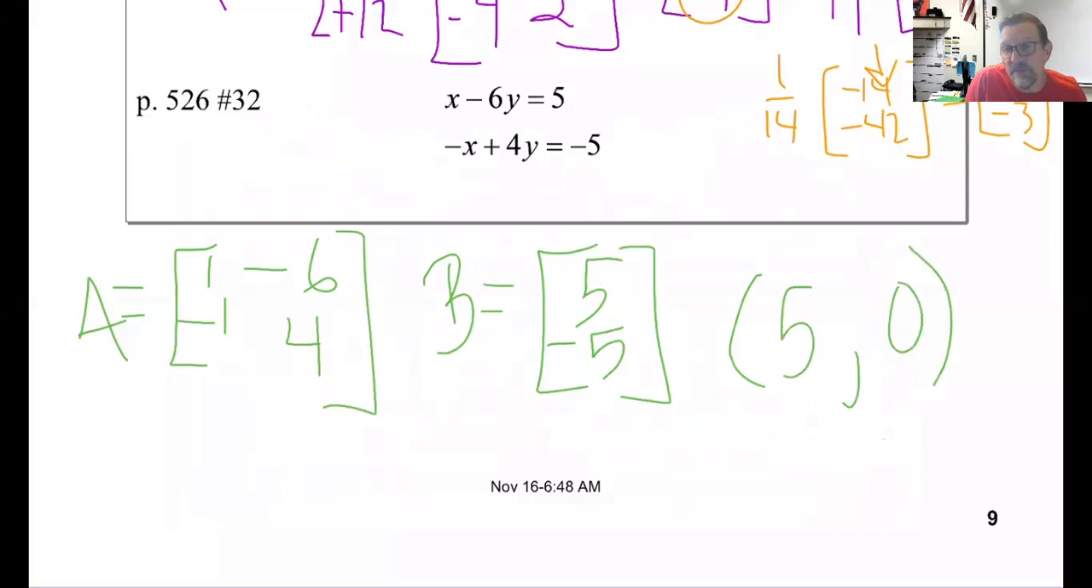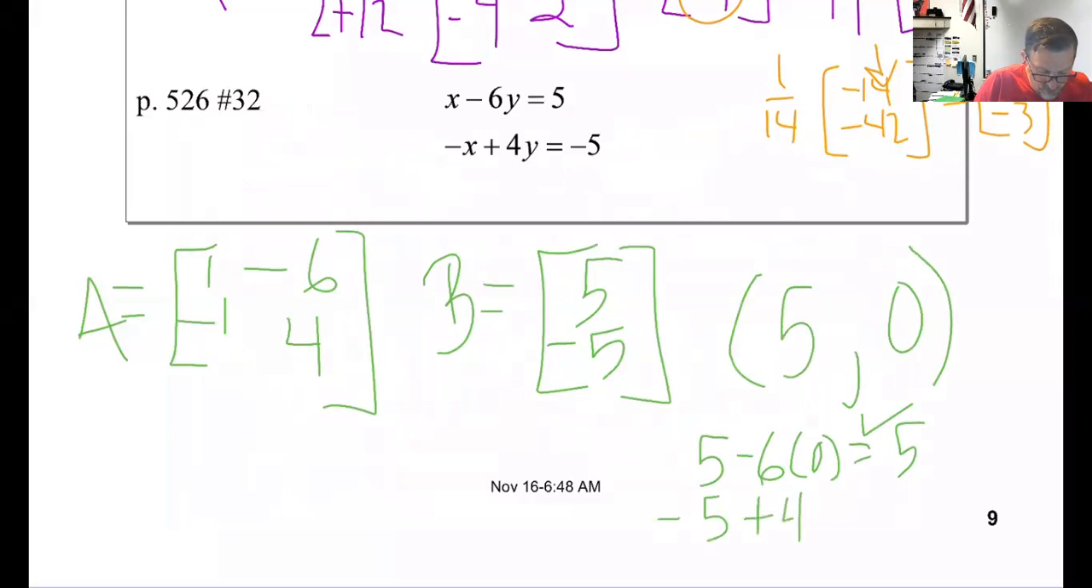So we have a little time because this one went kind of quick. Let's just double check and see if it works. 5 minus 6 times 0, that equals 5, that works. And then negative 5 plus 4 times 0, that equals negative 5. That works. Awesome.